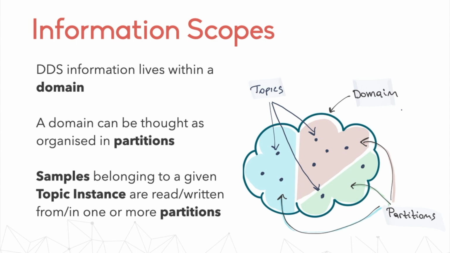How is information scoped in DDS? Well, all information within a DDS system lives inside a domain, and a domain cannot be crossed unless obviously you join multiple domains and then have an application that bridges data between domains. Domains can be organized through partitions, okay, and then whenever you write a sample, it belongs to a given topic instance, right, associated to a specific topic, which is going to be read or written into one or more partitions. So that's how DDS information is organized.